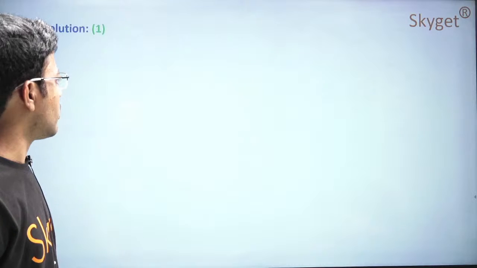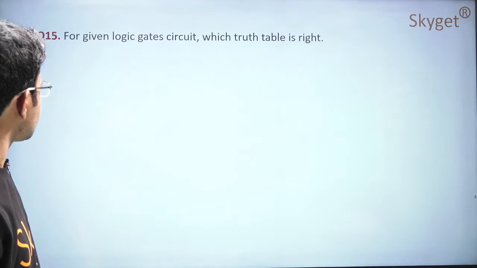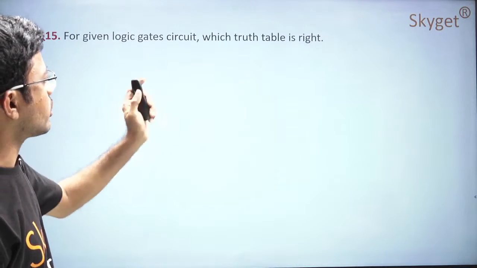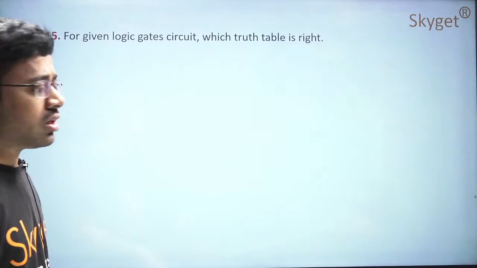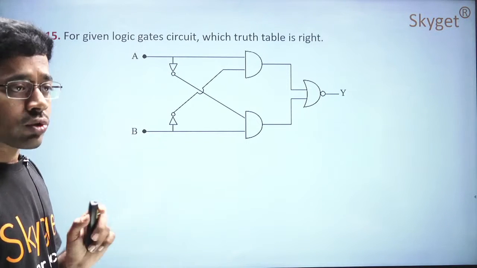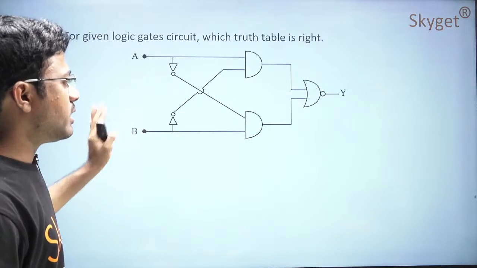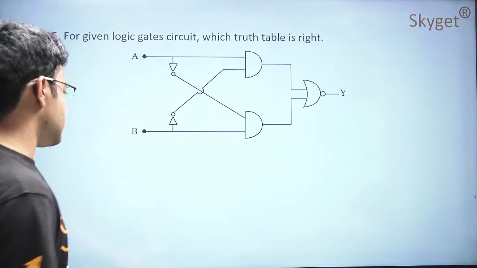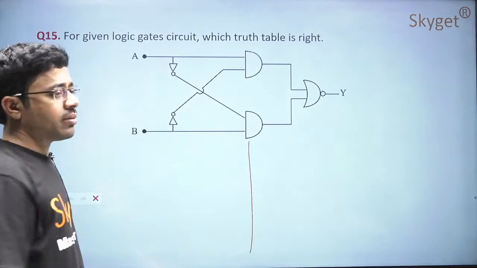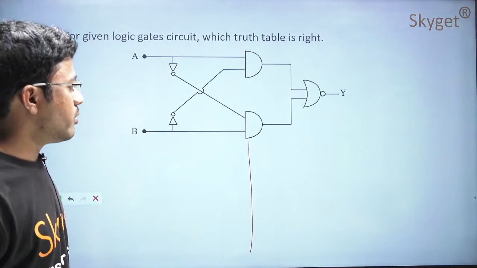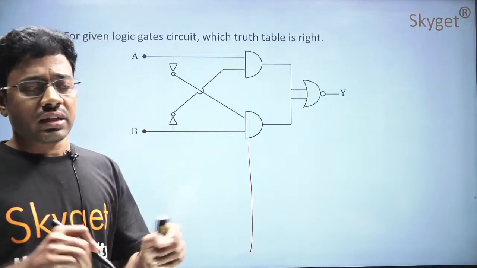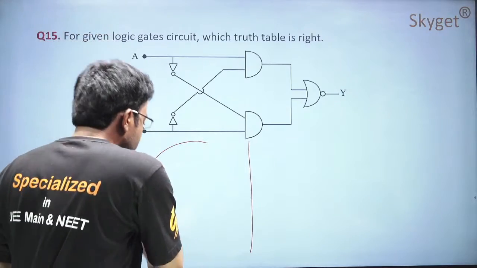Okay, now we shall look at the next problem. In problem number 15, he has given, for the given logic gate circuit, which truth table is right. He has given a logic gate circuit like this and is asking which truth table is right. We can understand the problem in 2 ways: the general one, using the rules and laws which can be applied for these logic gates, and the second one, the shortcut. First I will tell the shortcut, then I will follow the general process.